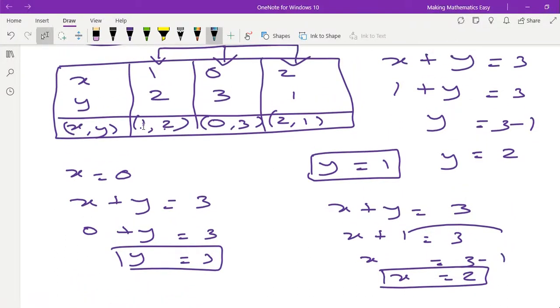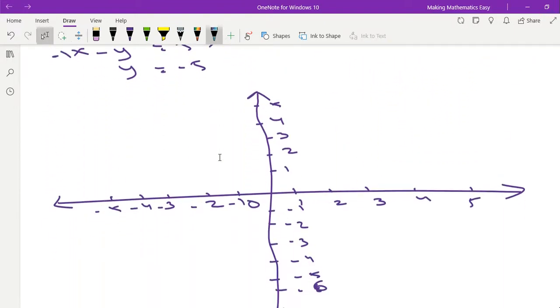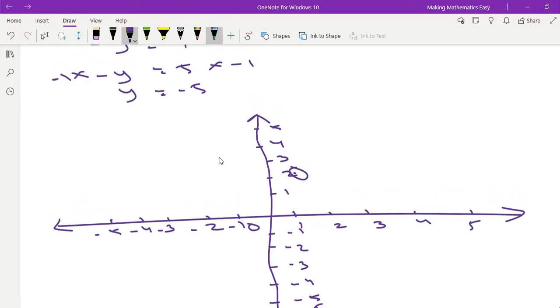This is 1 comma 2. So now 1 comma 2, both plus, so this is your 1 and this is minus 2, so this is your first point for the first equation.